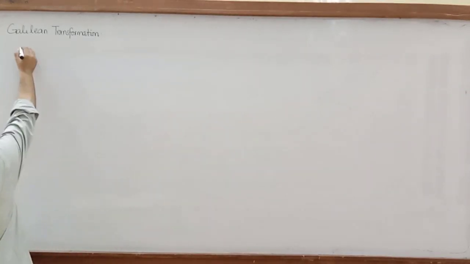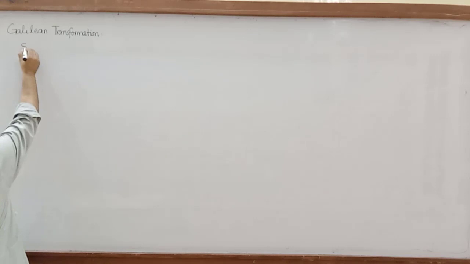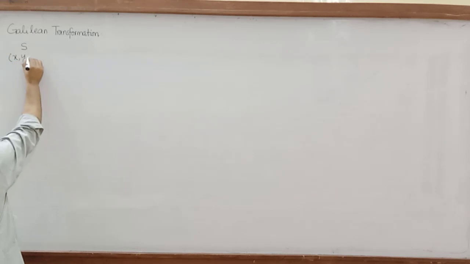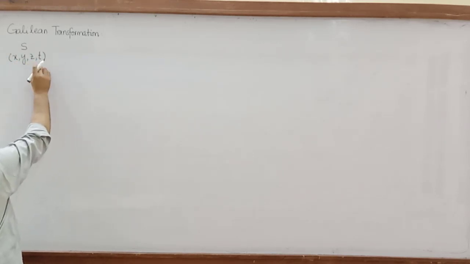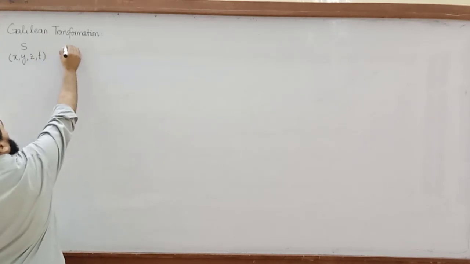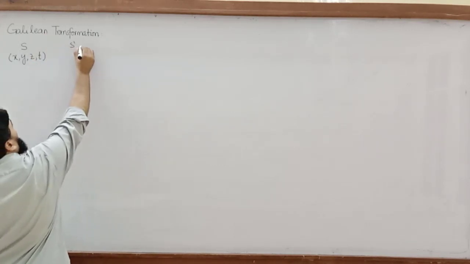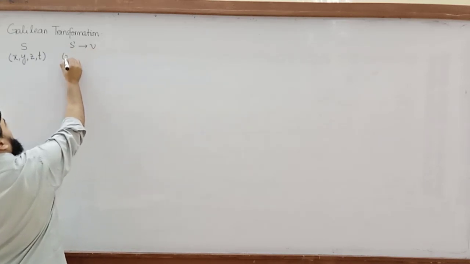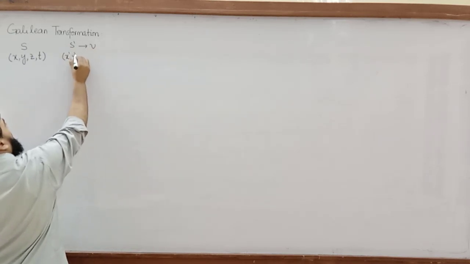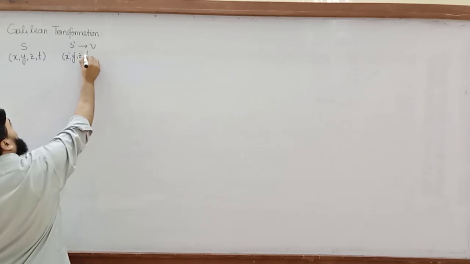suppose that we are having two frames. One frame which is a stationary frame, it is S frame and it is having the spatial coordinates x, y, z, and time is the fourth coordinate. Here another frame which is moving with speed v, it will have its coordinates x prime, y prime, z prime, and t prime.